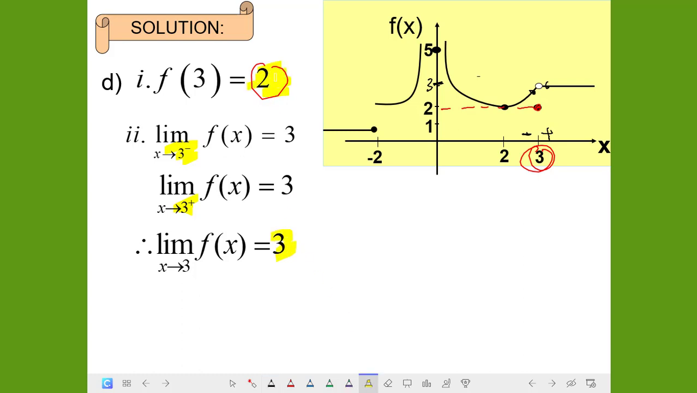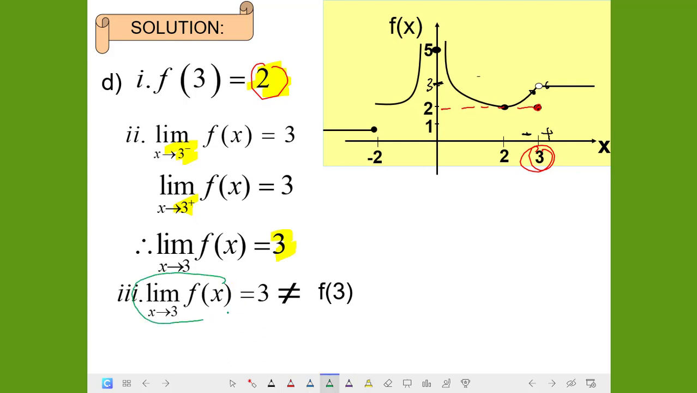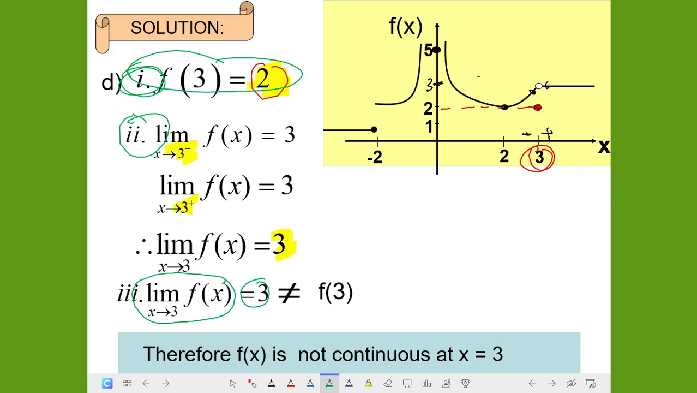So we conclude that the limit of f(x) as x approaches 3 is equal to 3, which is not equal to f of 3, which is 2. Number 1 is not equal to number 2. Therefore, f is not continuous at x is equal to 3.